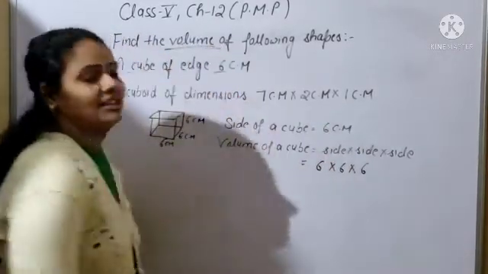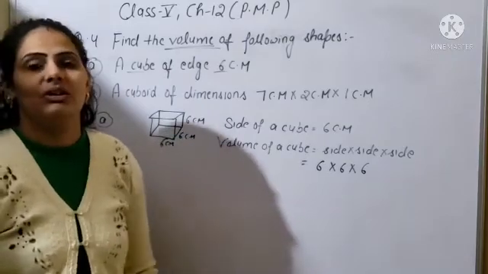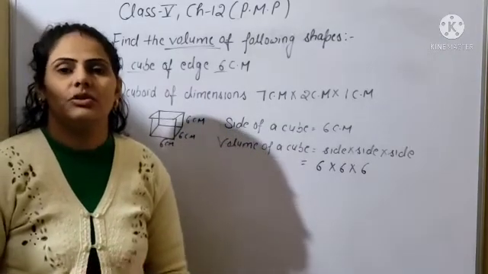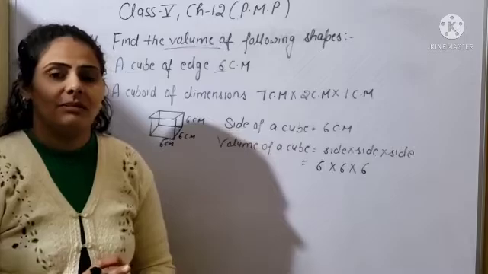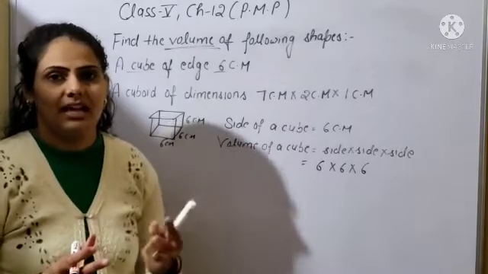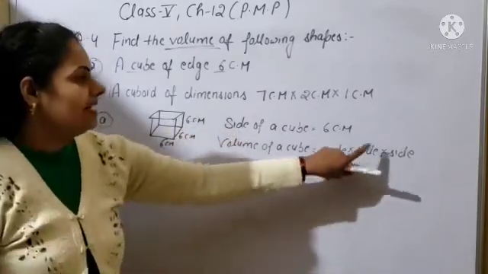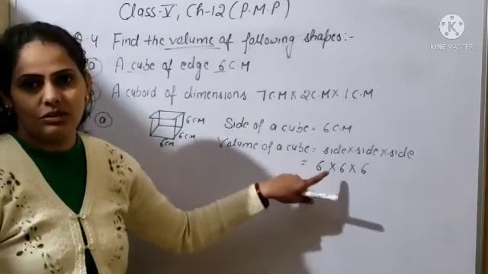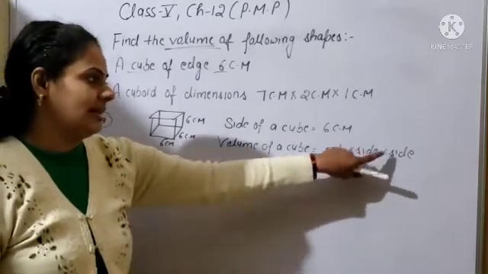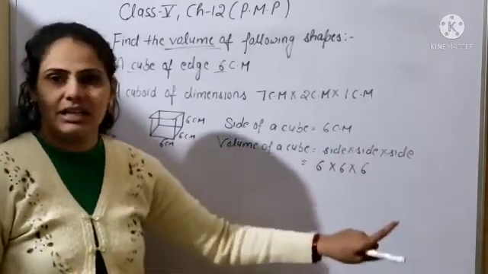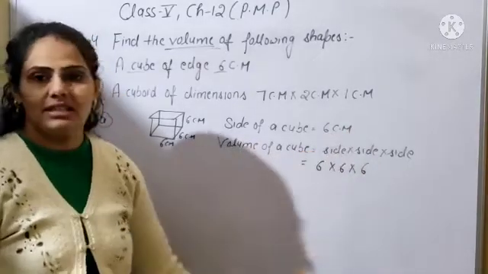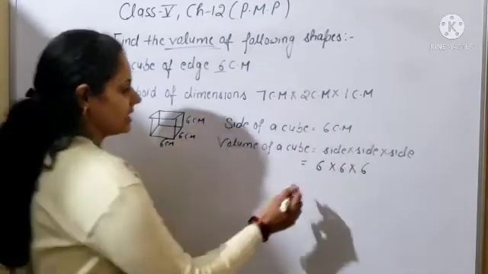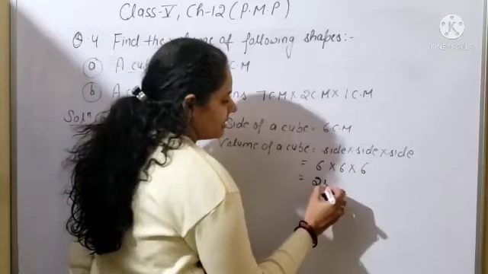Why are you writing side into side into side, 3 times? Because when you have 3D shapes, cuboid, how many sides will be there? 3 sides: length, breadth and height. All the sides are the same in the cube, so you will multiply it 3 times, side into side into side. And what is the side? Side is 6 centimeter. So 6 into 6 into 6, it will be 216.